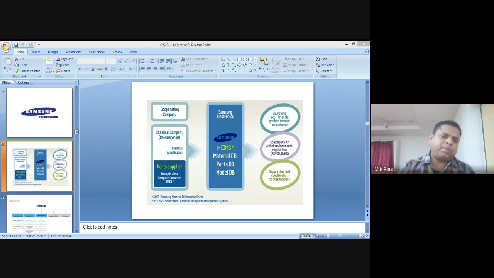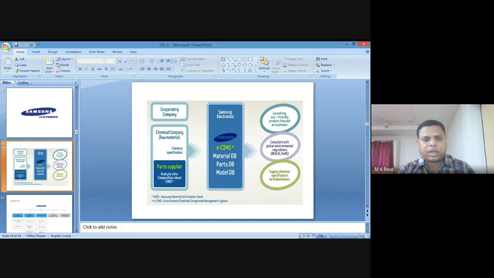So due to the implementation of the ECIM process, or eco-friendly management system, Samsung has implemented its parts, components, and sub-assemblies as eco-friendly products, and that directly focuses on customers. The next part is compliance with global environmental regulation. Basically they are focused on the environmental management system, as far as ISO and some research organizations are concerned. The next part is supplying chemical specifications to stakeholders. They also provide different specifications of chemicals in raw materials to different stakeholders who are directly associated with Samsung Electronics.